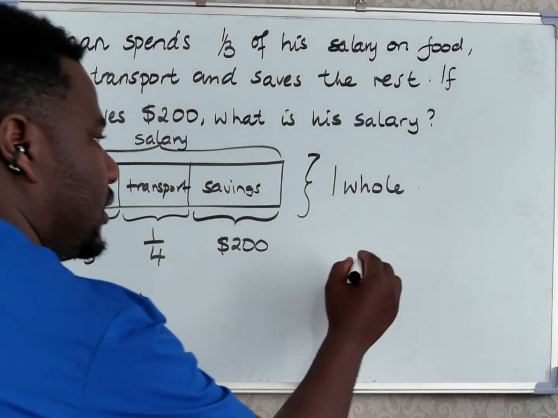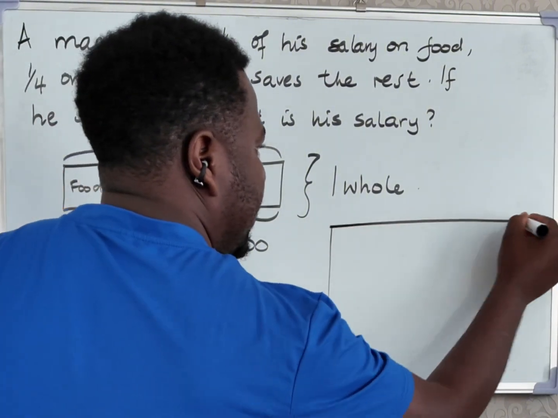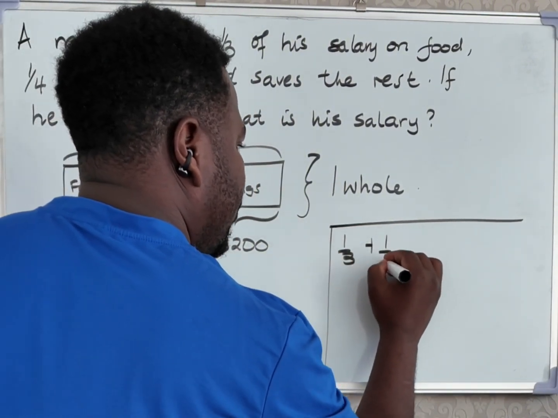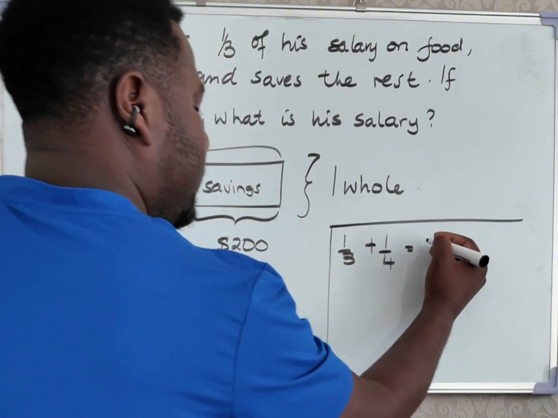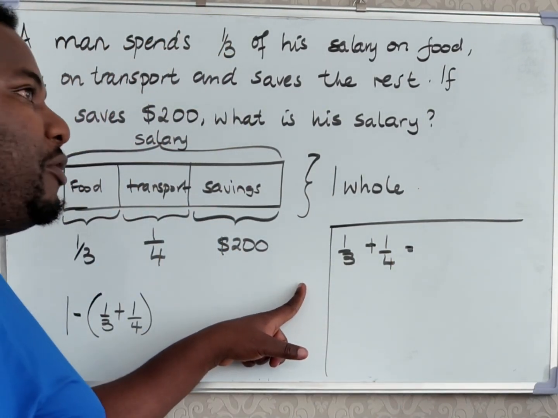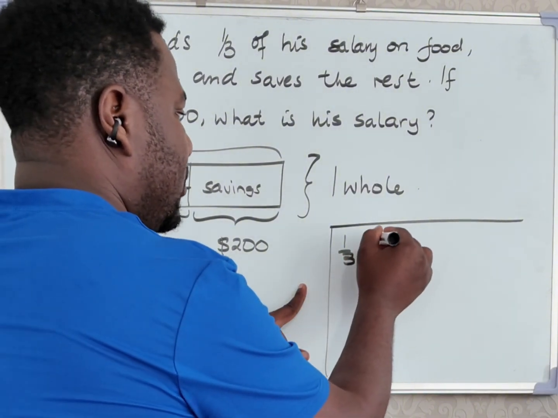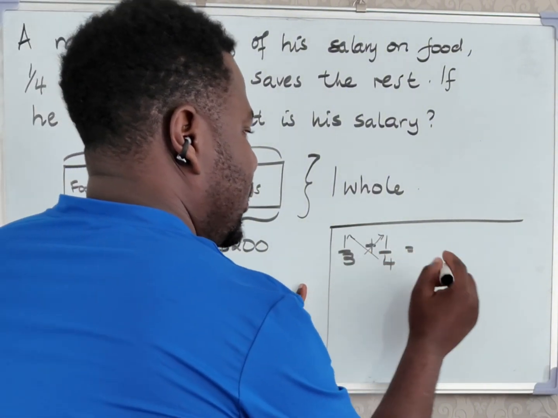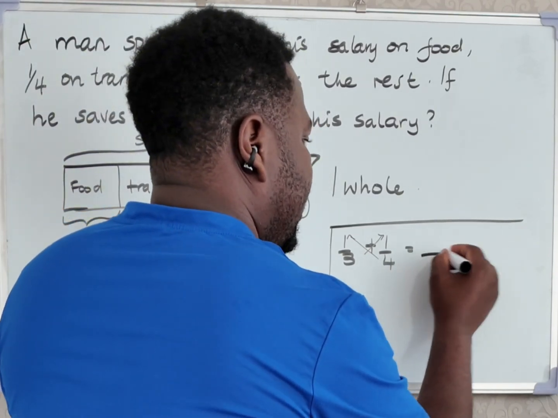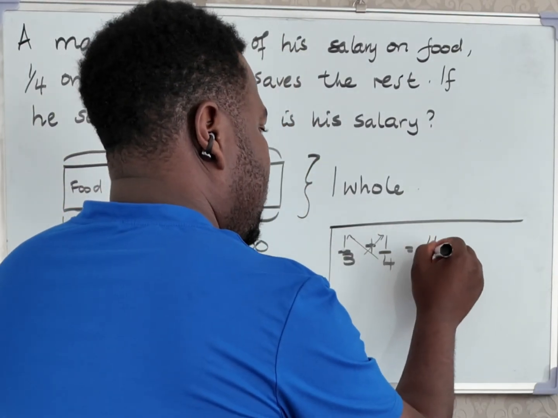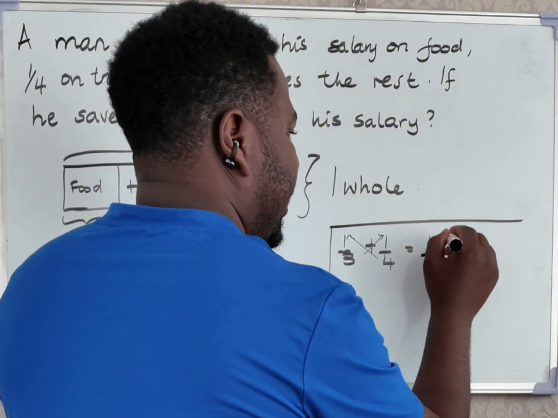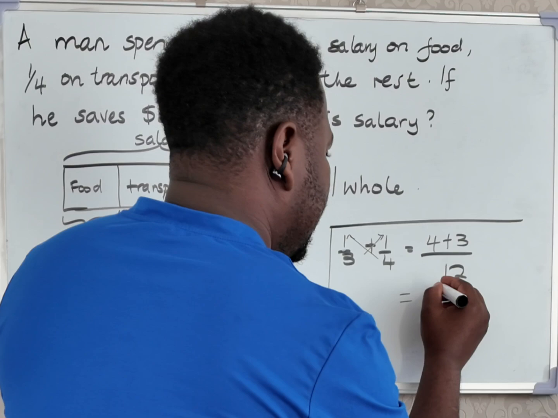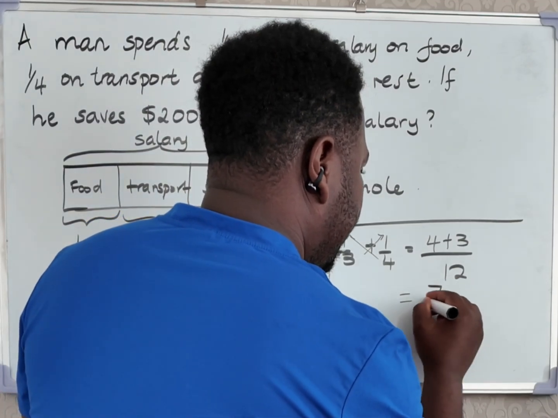Right, on the side, let's quickly do it. We say 1/3 plus 1/4. We know that we can't add fractions with different denominators, so we can simply use the cross multiplication method, where we say 3 times 4 is equal to 12. So 4 times 1 is 4, 3 times 1 is 3, which means the fraction for food and transport is 7/12, right?